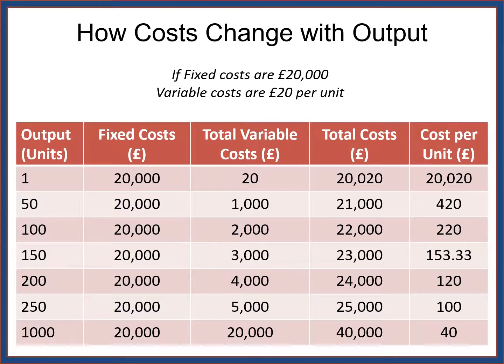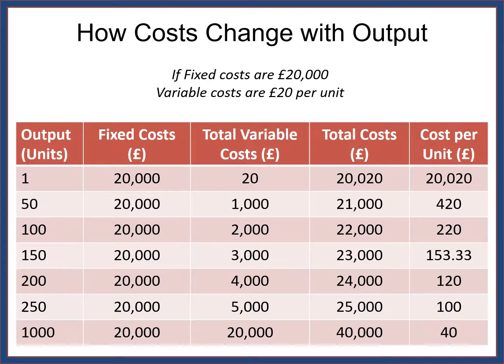Okay, so looking at how costs change with output. We've got an example here where a company has fixed costs of £20,000 and variable cost is £20 per unit. So we keep it nice and simple. If we were looking at just one unit, then it would be £20,000 because you've got the fixed cost. You have to pay that. It doesn't change depending on output. And then you would just times your output by the variable cost per unit. So in this case, it would be 1 times £20, which equals £20, which gives us total cost of £20,020.